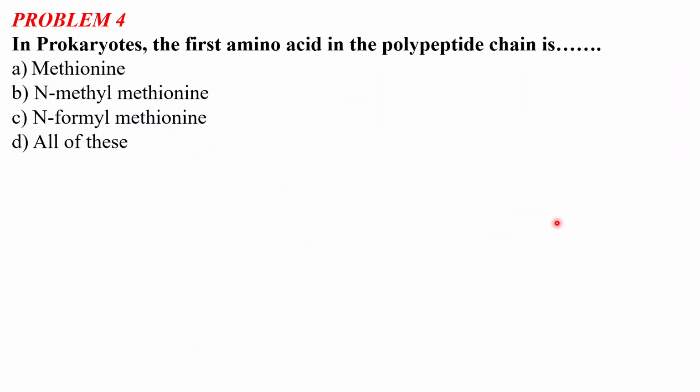So, problem number 4 says that in prokaryotes the first amino acid in the polypeptide chain is number A, methionine, number B, N-methyl methionine, number C, N-formyl methionine, and number D, all of these. So, which is the first amino acid in the polypeptide chain?